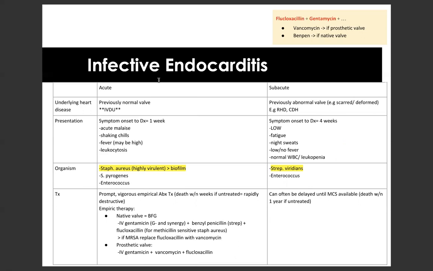If they've had previous heart surgery and have a prosthetic valve, then the antibiotics are slightly different. So instead of the benzylpenicillin, you replace that with vancomycin. So you use gentamicin, vancomycin, fluclox to cover for MRSA. For subacute, the most common organism is Strep viridans, which is typically, I guess, found in the mouth.